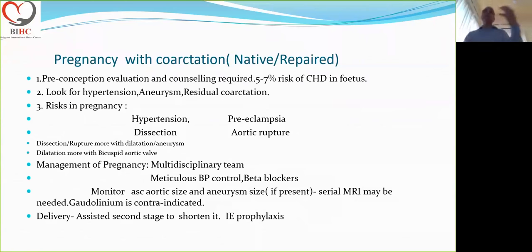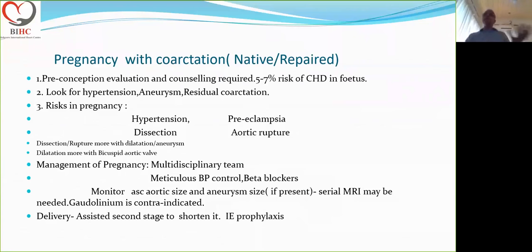And in the woman, when you're evaluating, look for hypertension, image the site of repair, and look for an aneurysm or residual coarctation. The specific risks that the obstetrician and the cardiologist should be looking for are hypertension, preeclampsia, and rarely dissection and rupture. It is more with a dilated aorta or aneurysm, and dilatation is more with a bicuspid aortic valve.